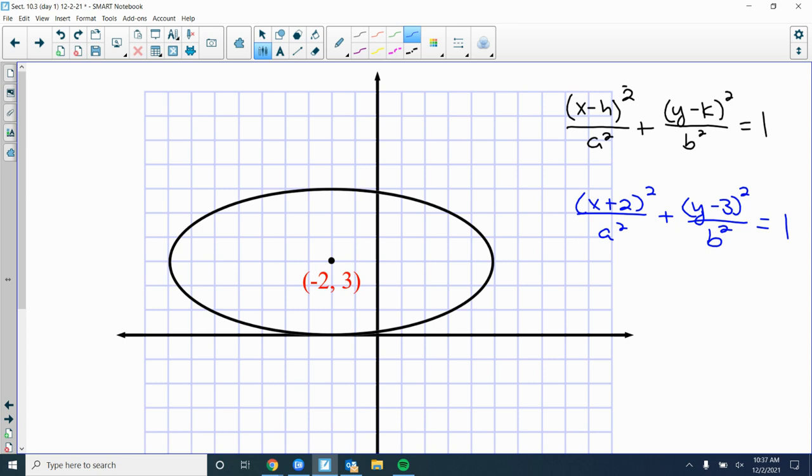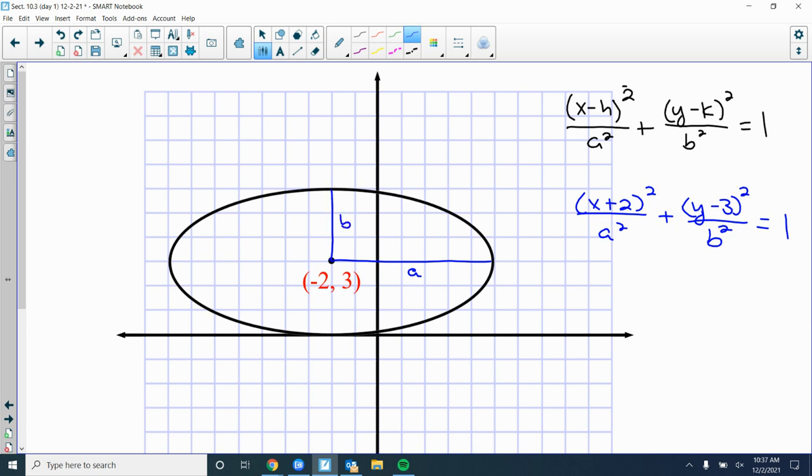All right, McKenzie, do you know how to figure out A and B yet? No, but I know what they represent. What do they represent? A is the major axis, and B is the minor axis. Okay, now think real quick, is A the whole major axis? No, it just goes from the center to the end. So right there, that is your A. And this will be our B.